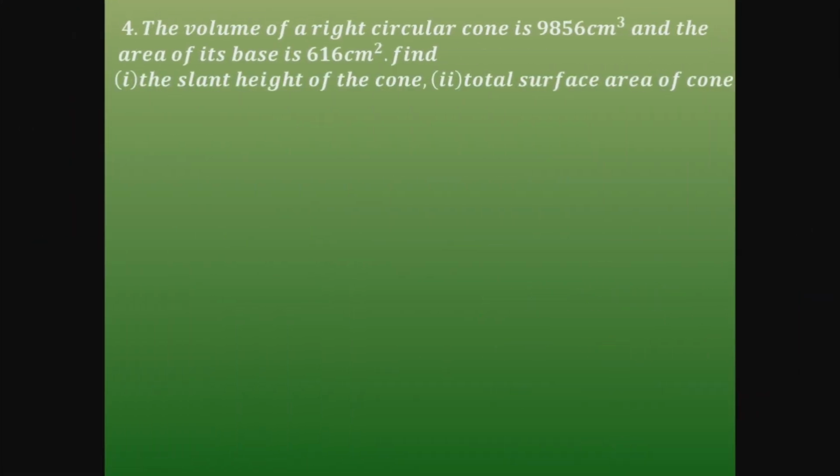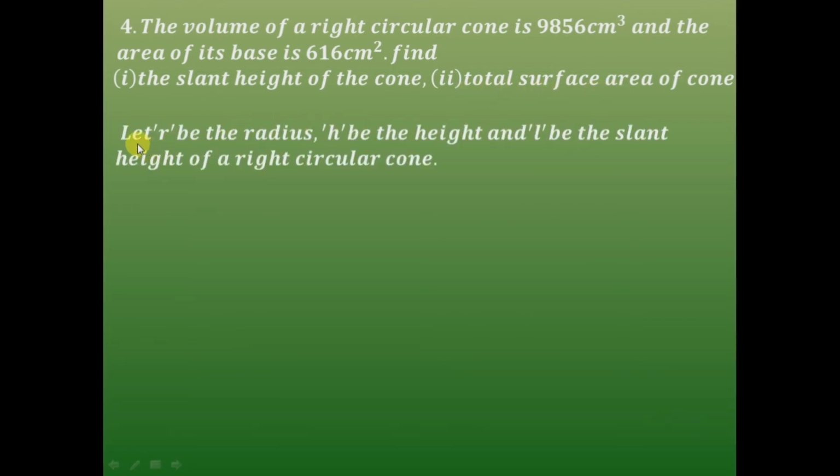Next question is, the volume of a right circular cone is 9856 centimeter cube and the area of its base is 616 centimeter square. Find number 1, the slant height of the cone, and number 2, total surface area of the cone. We'll start like this. Let r be the radius, h be the height, and L be the slant height of a right circular cone.